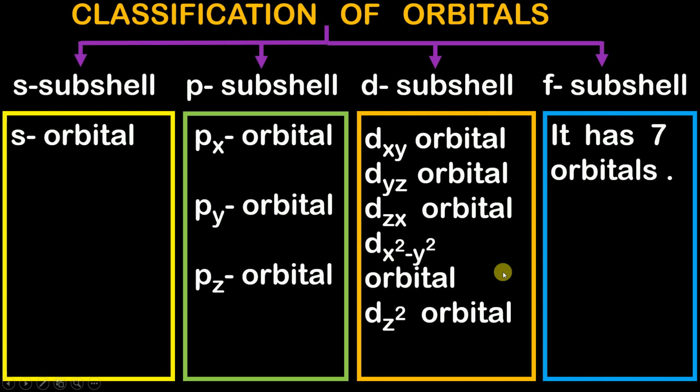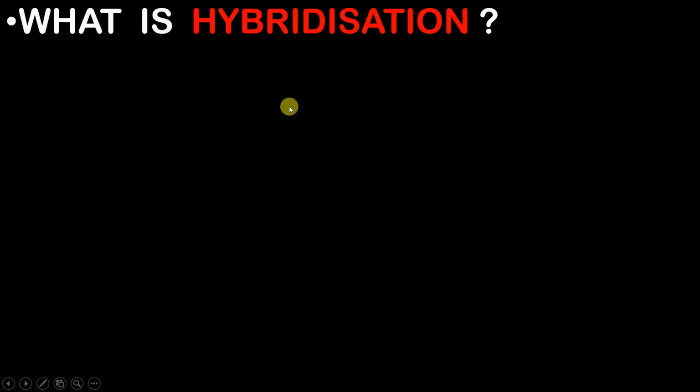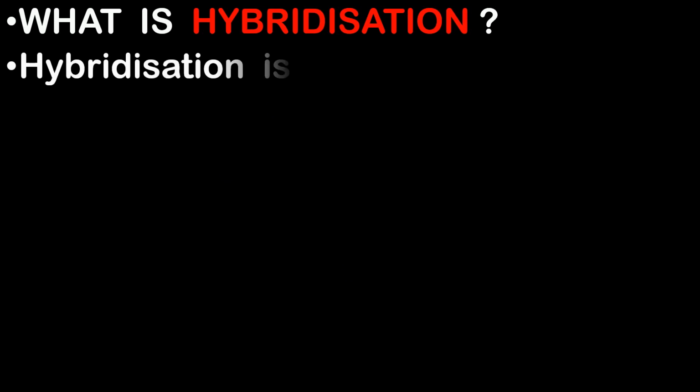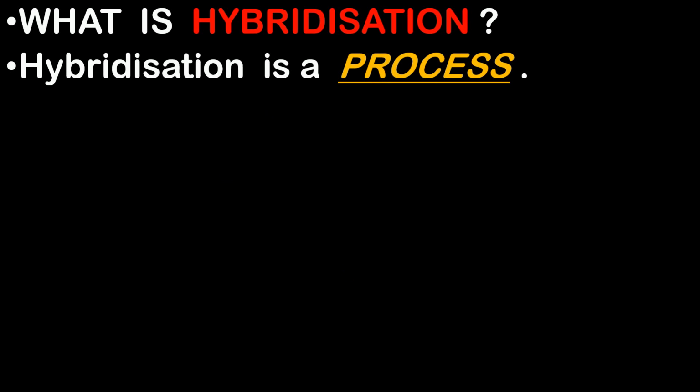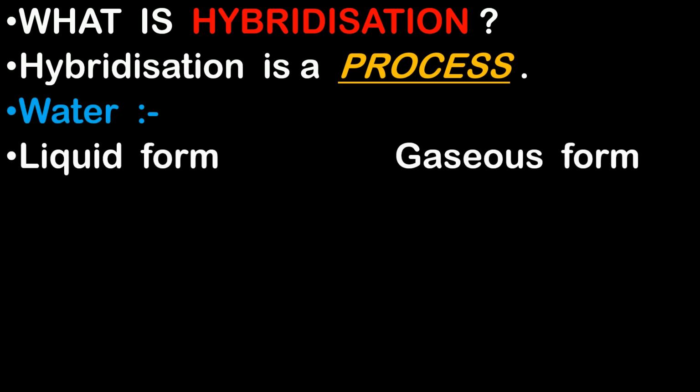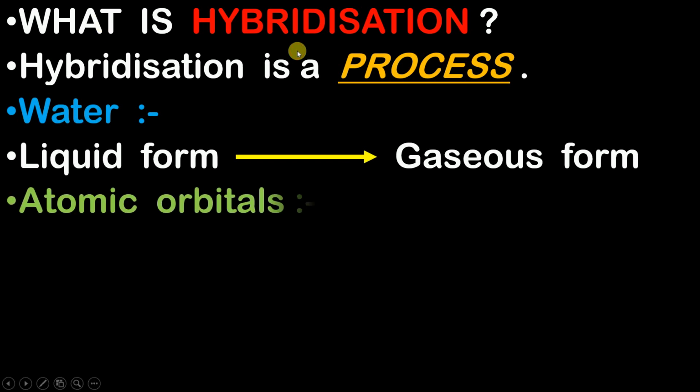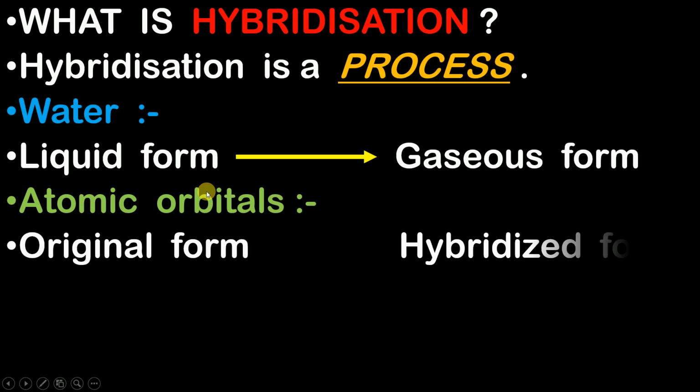Now, coming back to our original topic, what is hybridization? In simple words, hybridization is a process. For example, what happens during evaporation? During evaporation, as we all know, water changes from liquid form to gaseous form. Similarly, during hybridization, atomic orbitals change from their original form to their hybridized form. How they change from the original form to hybridized forms, and what the different types of hybridized forms are, is what we are going to study in this video.